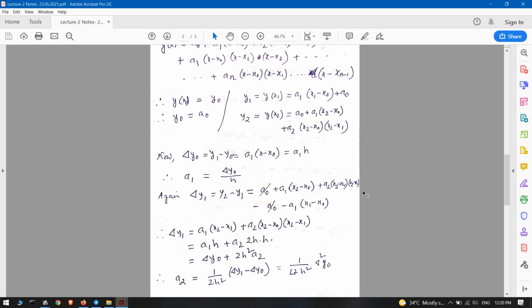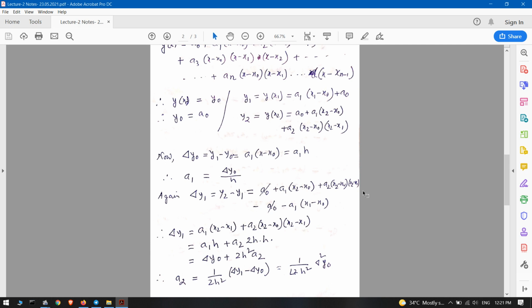So now we can replace that value. So yp equal to y naught plus, x minus x naught is p, into del y naught, and again x minus x naught equal to p, x minus x1 equal to p minus 1. So p into (p minus 1) by factorial 2 del square y naught. Similarly, p into (p minus 1) into (p minus 2) by factorial 3 del cube y naught, in this fashion.